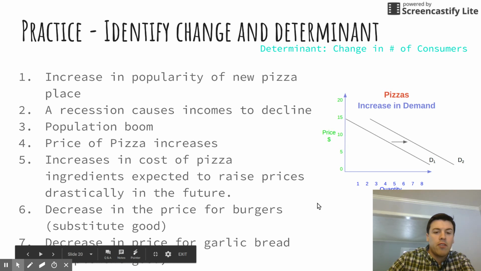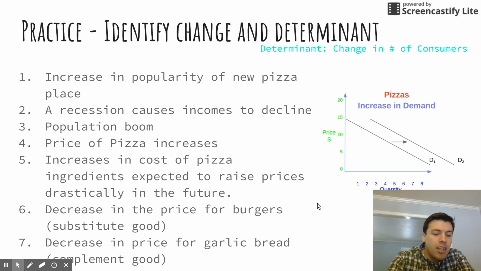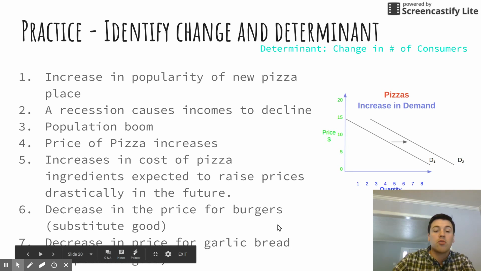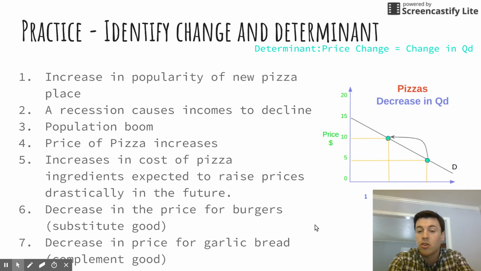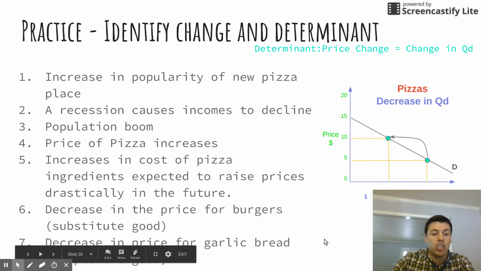Number 4, we have the price of pizza increasing. All right, hopefully you caught this one. This is one of those tricks. It's a change in quantity demanded. This will not be a shift. Since pizza is increasing in price, that is going to lead to a decrease in quantity demanded for pizza. So your graph would look something like this, but it is not a shift because we're talking about a price change here. So the change in quantity demanded is what we're looking for, and it would be graphically reflected as shown there, but not a shift.